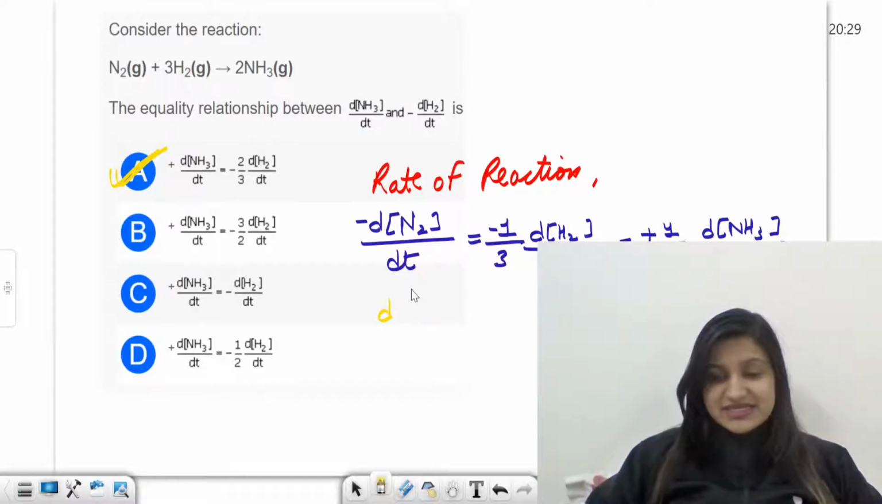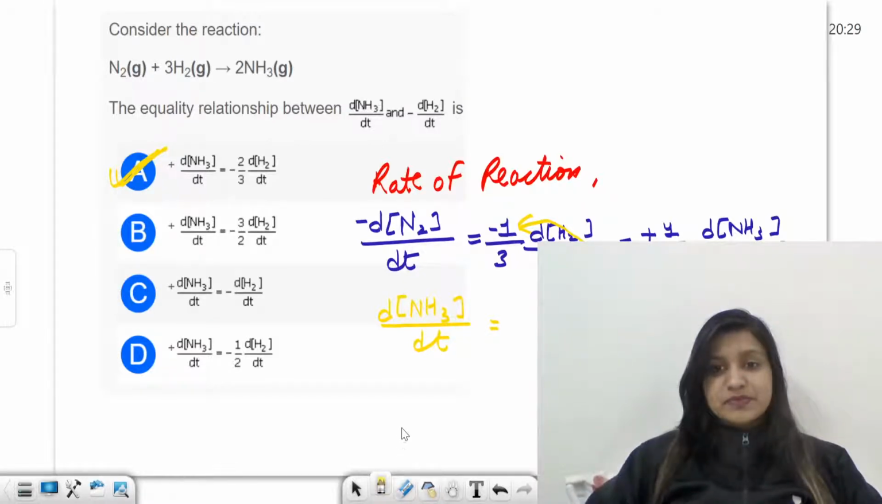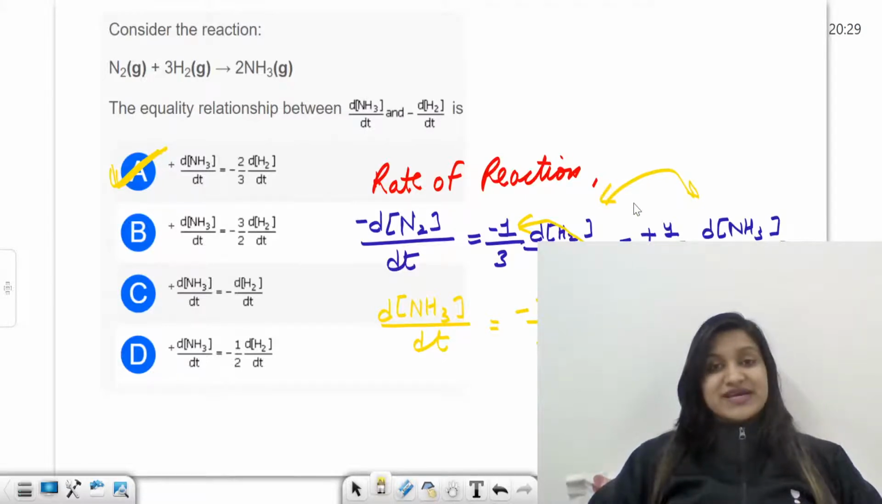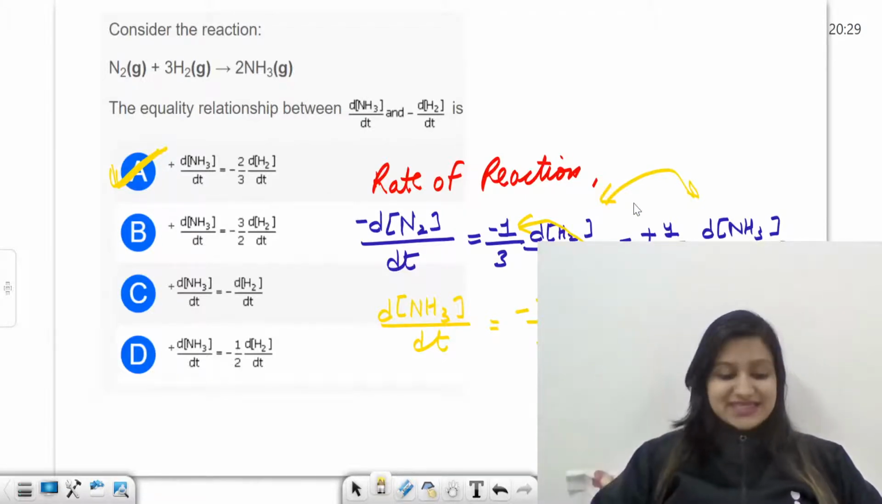We can say that this 2, simply send it here. Shift this 2 here. So we can say that dNH3 by dt will be equal to minus 2 by 3 dH2 by dt. So that's your expression when you equated these two. All right, I hope that this is clear to you.